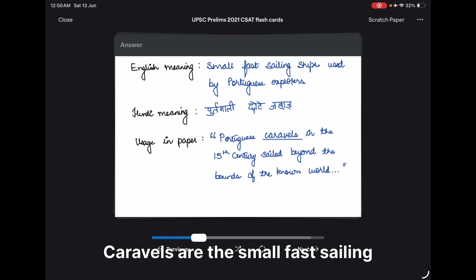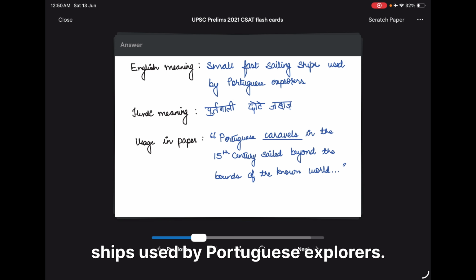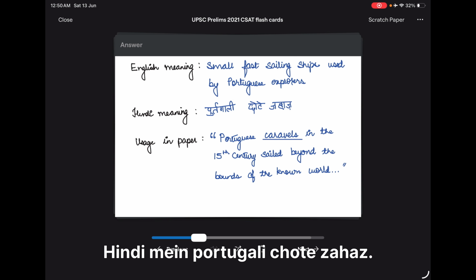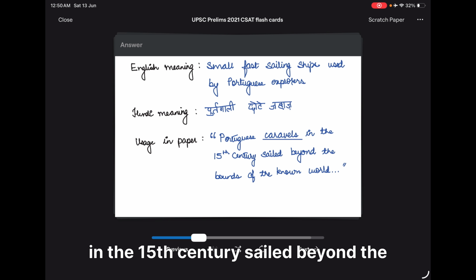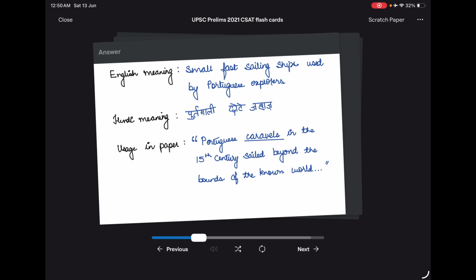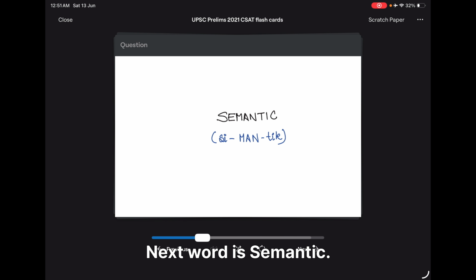Next word is caravels. Caravels are the small fast-sailing ships used by Portuguese explorers. हिंदी में पुर्तगाली छोटे जहाज. In the paper it was used as Portuguese caravels in the 15th century sailed beyond the bounds of the known world.